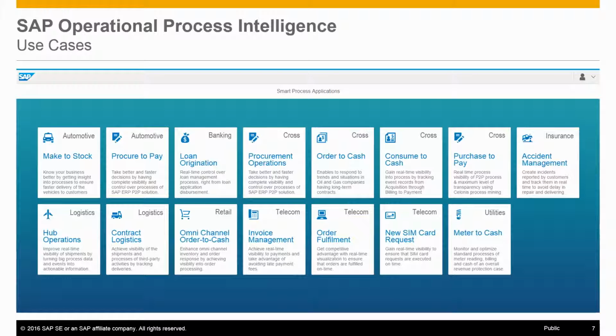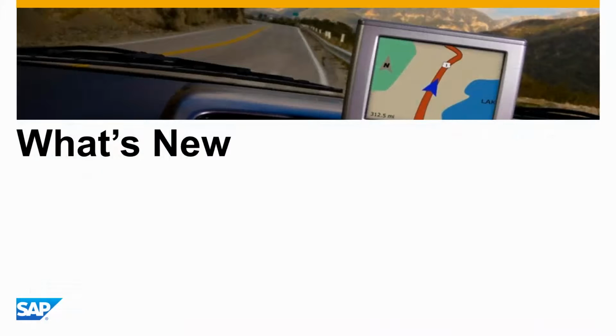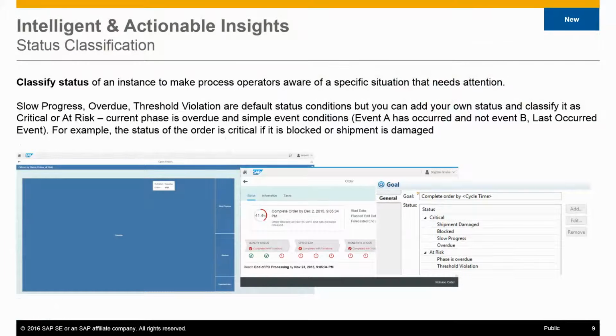Great. So the only message I want to convey is that it's a cross-industry product which caters to multiple industries, multiple segments within them as well. All right, so let's go on to what's new. Well, I did showcase certain capabilities already, but I would like to stress these aspects, specifically what's new with operational process intelligence. One, it enables intelligent, actionable insights via status classification.